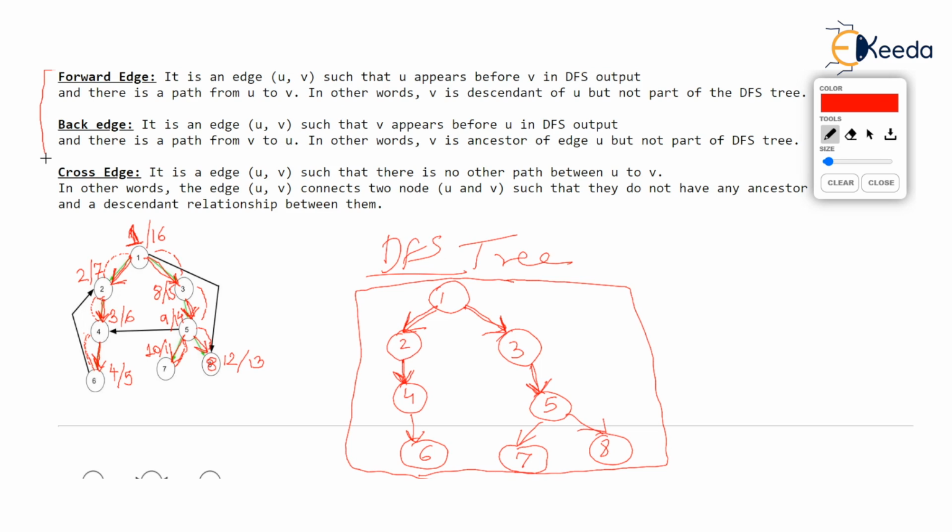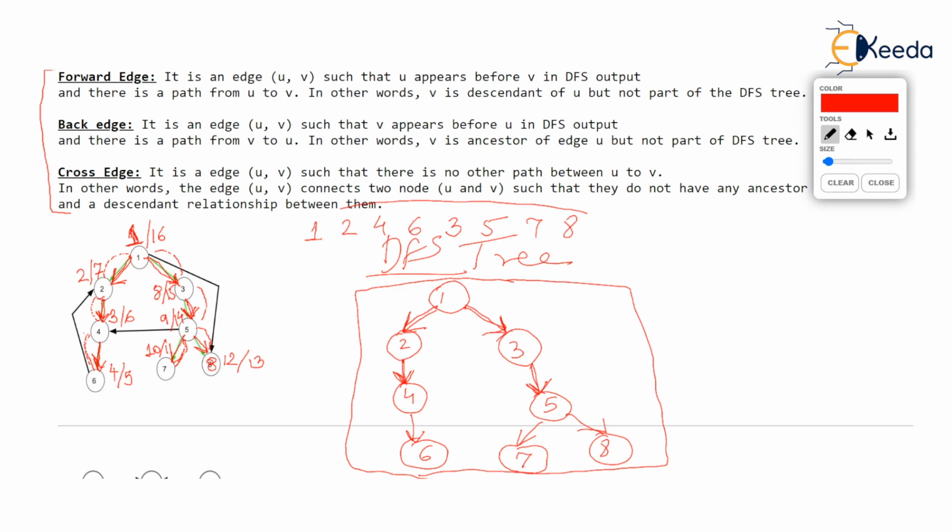Let's see the definition first of all. What do you mean by forward edge? It is an edge u comma v. So u and v are vertices. So there is an edge from u vertex to v vertex such that u appears before v in DFS output. Just check what is the DFS output for this in sequence. From 1 we went to 2, from 2 we went to 4, from 4 to 6, 6 we backtrack to 1, 1 took us to 3, 3 to 5, 5 to 7, 7 to 8. This was the DFS output, isn't it?